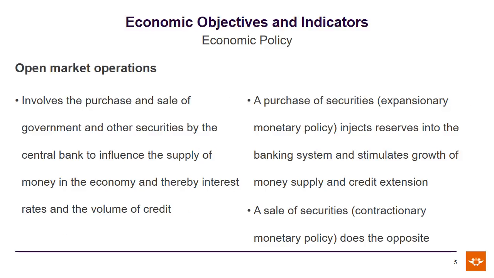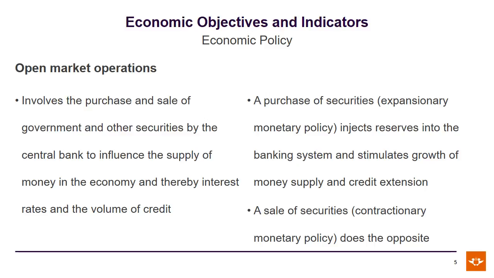Open market operations involves the buying and selling of government and other securities by the central bank to influence the supply of money in the economy and by extension interest rates and the volume of credit. Now, this is achieved in the following way.